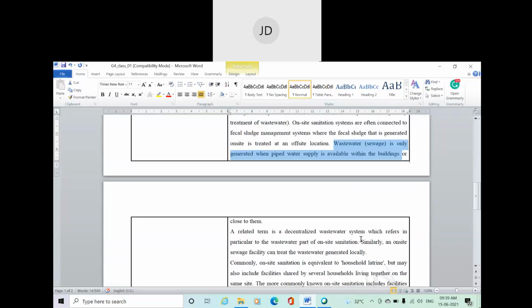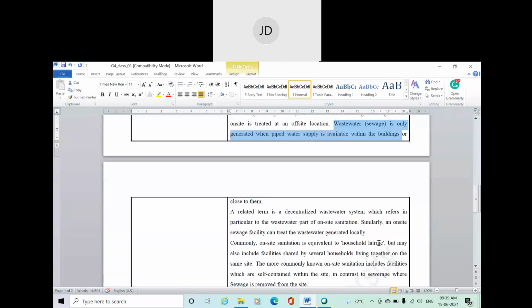A related term is a decentralized wastewater system, which refers in particular to the wastewater part of on-site sanitation. Similarly, an on-site sewage facility can treat wastewater generated locally. So we can also go for a decentralized wastewater system. Okay, that means it says on-site sanitation, but we mean individual treatment of waste.